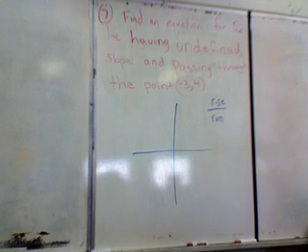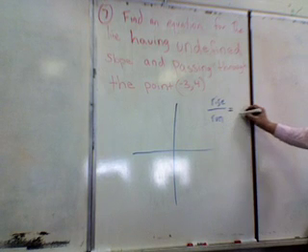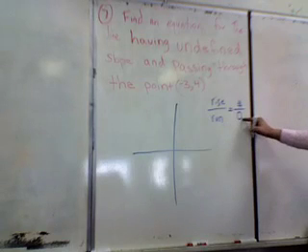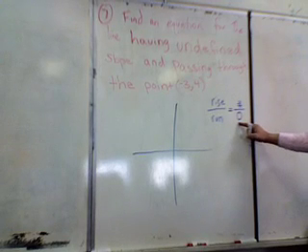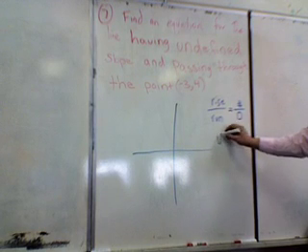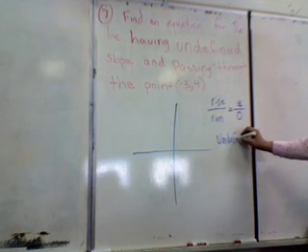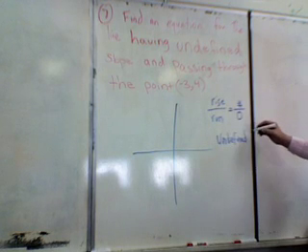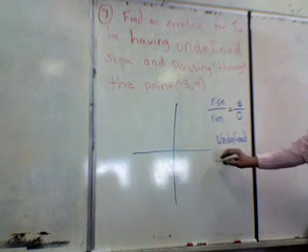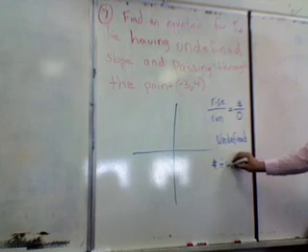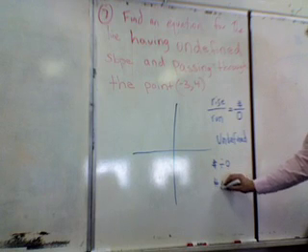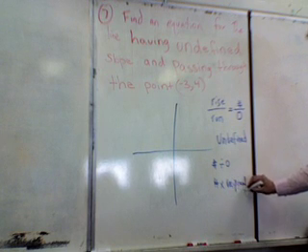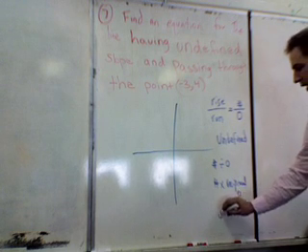But the point, from fractions, is that if this is 0, the top could be any number. But if the bottom is 0, it's undefined. Because, as we went over in class, a number divided by 0 is the same thing as a number times the reciprocal of 0, but that doesn't exist. It is undefined.